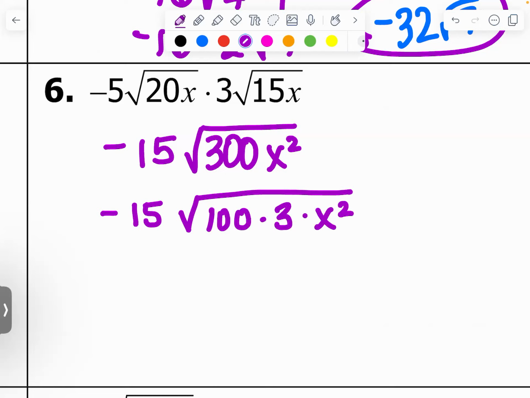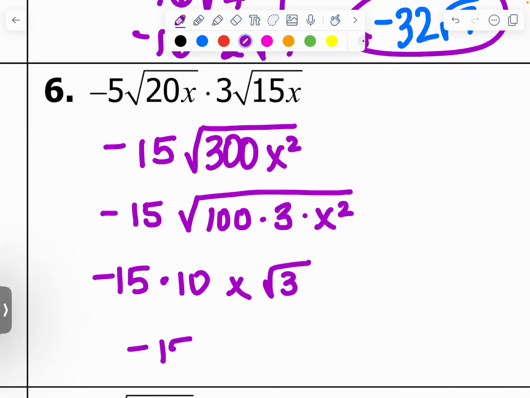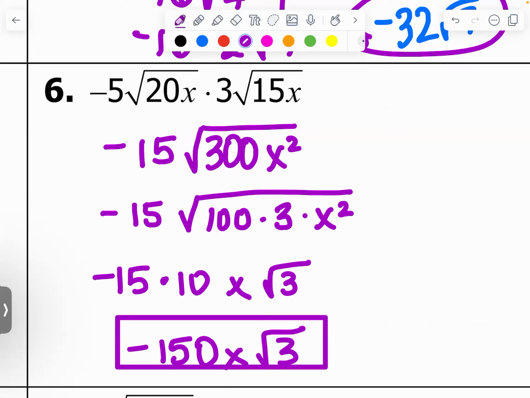Okay, so we can say that the square root of 100 is 10. 3 gets to stay. What's the square root of x squared? x. So you should have negative 150x times the square root of 3. Let's go.